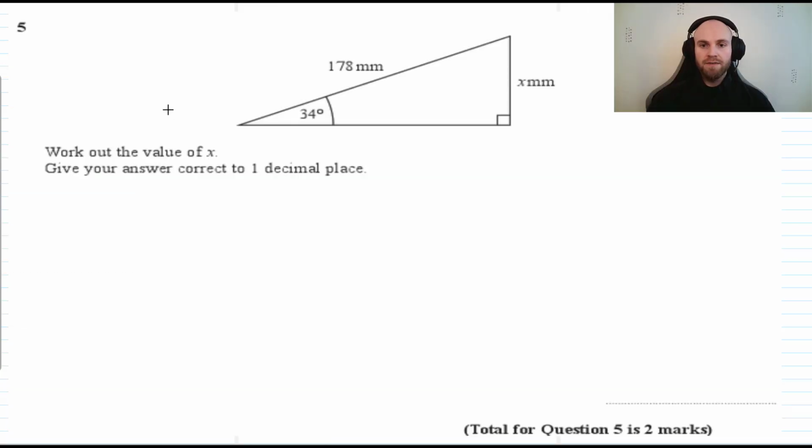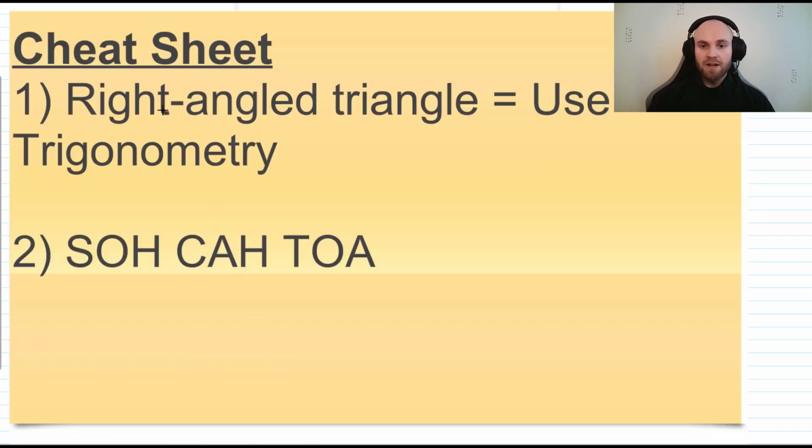So question 5, we have this right angle triangle right here. Work out the value of x. Give your answer correct to 1 decimal place. So if we go to the cheat sheet, it's a right angle triangle. So we know here we need to use trigonometry. And at GCSE, you should be very familiar with this SOHCAHTOA, these triangle shapes, which I'm going to show you in a second.